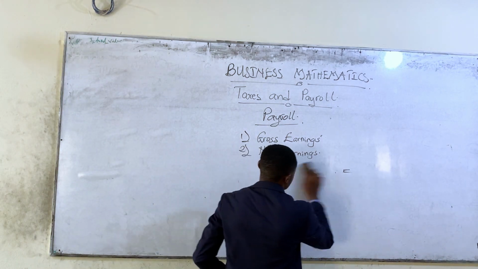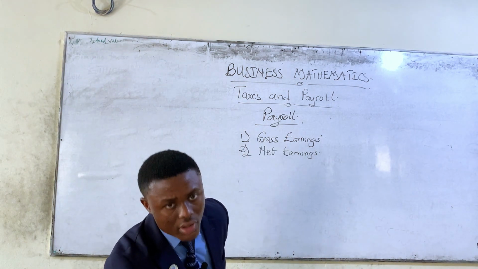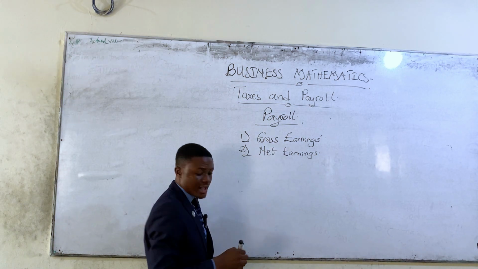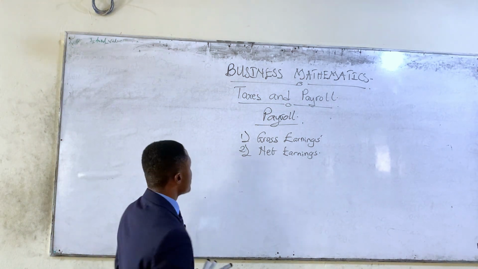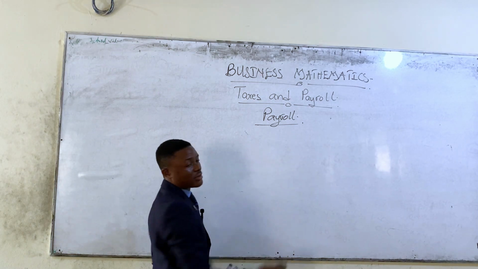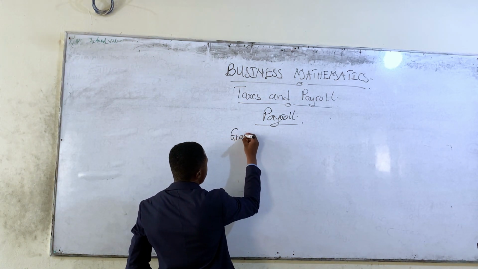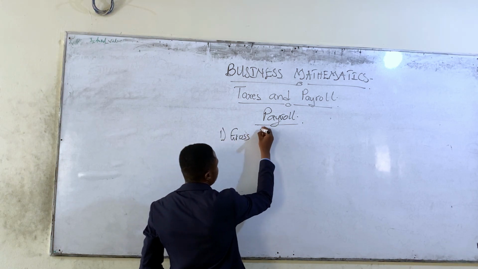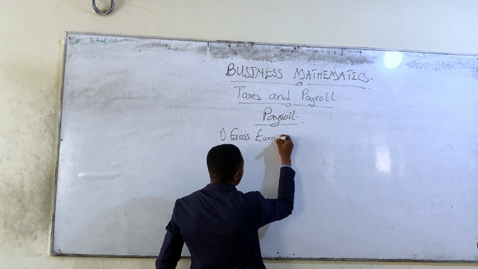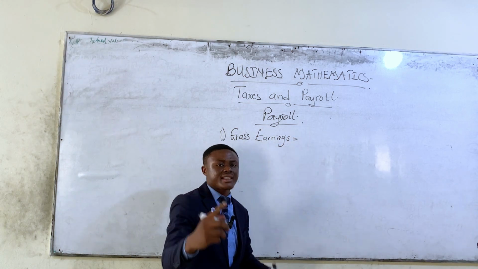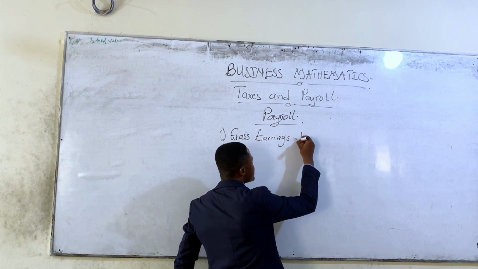So with this, when we talk of gross earnings, it's already stated here, so let me clean this one and then we start with everything. So when we talk of gross earnings, our gross earnings first consist of our basic pay.